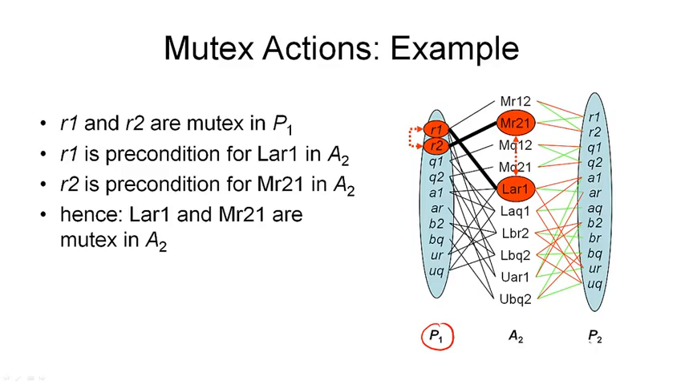So what we've seen now is that mutual exclusivity between actions can lead to mutual exclusivity between propositions in the following proposition layer. And the other way around, mutual exclusivity between propositions can lead to mutual exclusivity in the following action layer.